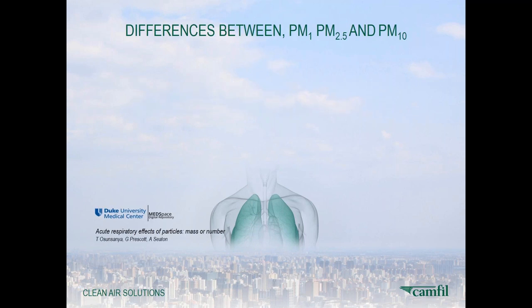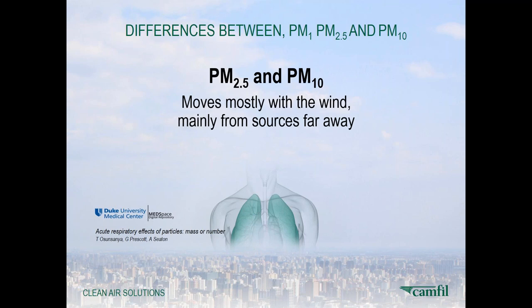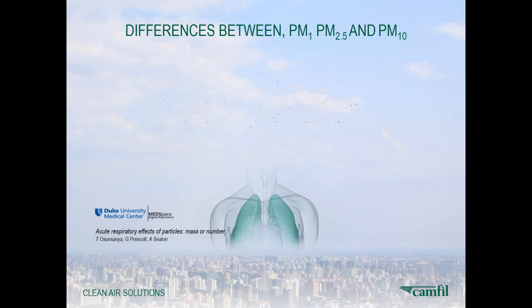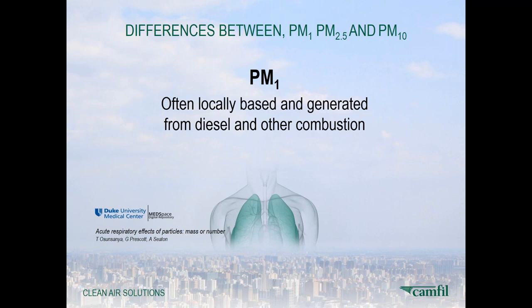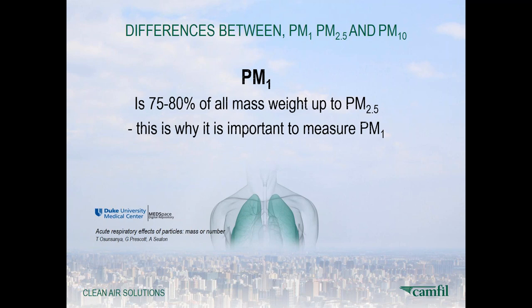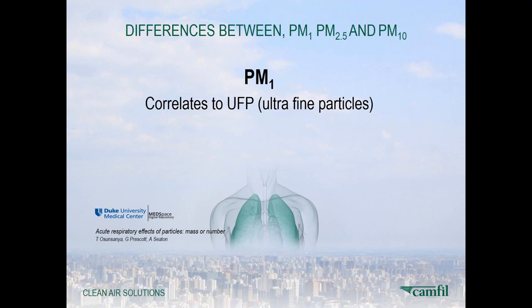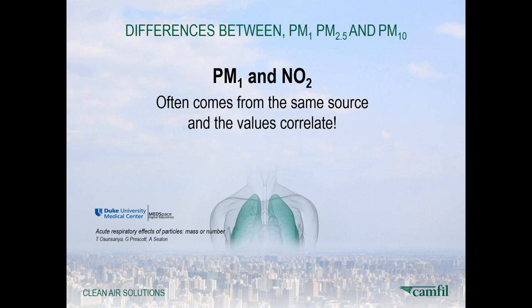But there's also a difference between PM1, 2.5 and 10. PM2.5 and 10 move mostly with the wind, mainly from sources far away. It could be from industrial areas, from polluted areas, from other countries. And PM1 is often locally based and generated from diesel and other combustion within 300 to 400 meters from where you are. And 75 to 80% of all mass weight concerning PM2.5 is in PM1. So that is why it's important to measure PM1. And of course, the correlation between PM1 and ultrafines is really obvious. And also PM1 and NO2 correlate.